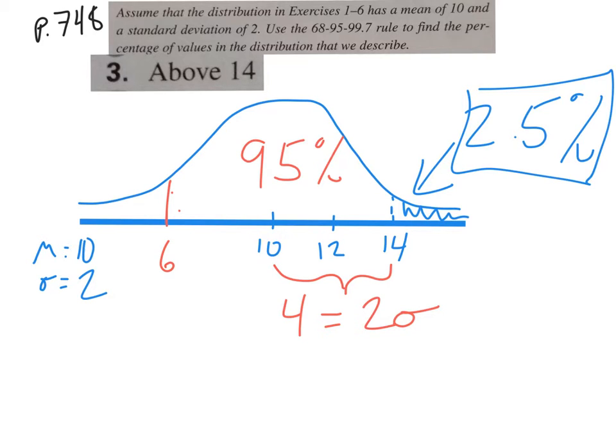Even though that 14, that value above it, doesn't directly have anything to do with the rule, we still start with the rule and say, okay, we're 2 above, so we're going to focus on the 95 rule. 2 above and 2 below we know would be 95%, so that leaves just 2.5% on each tail. And so over here, this is one of those tails, that's going to be 2.5%. So that is the answer to part 3.